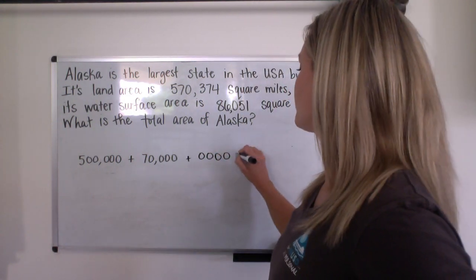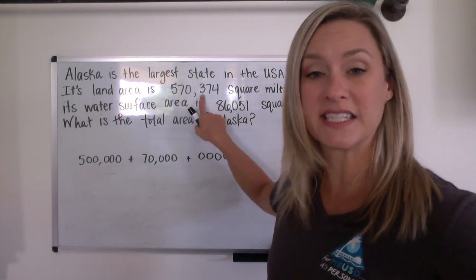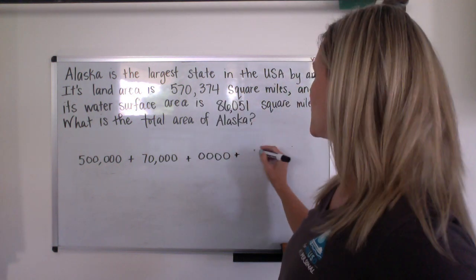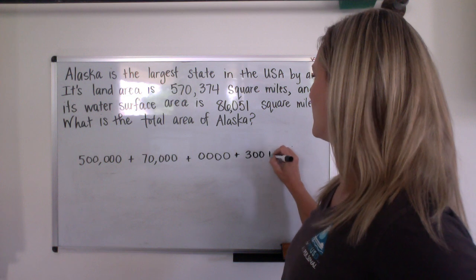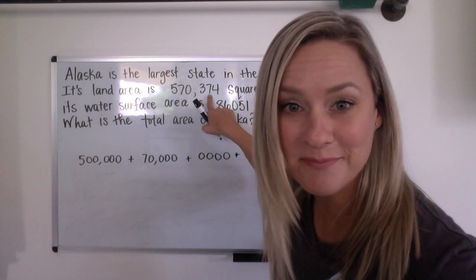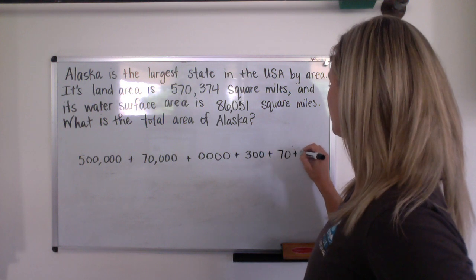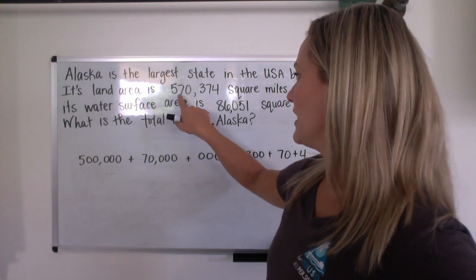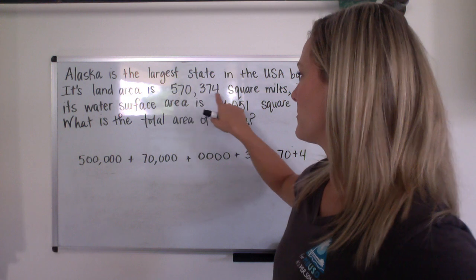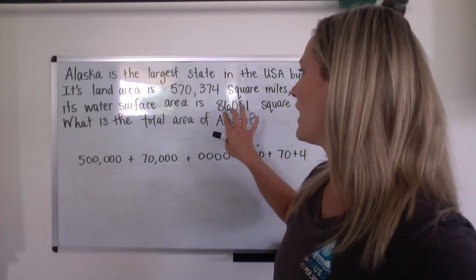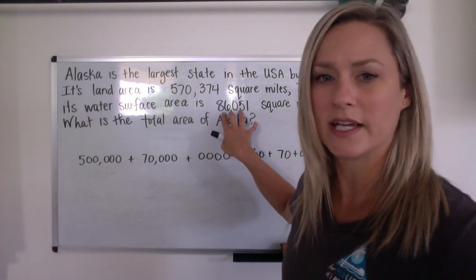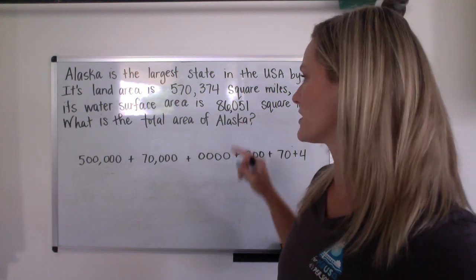So, okay, how about the value of this 3? Tell me. You should have said 300. And then 70 and 4. Okay. Okay, now we have this number taken care of in expanded form, but I want you to think about this number and the value of each of these digits as well.